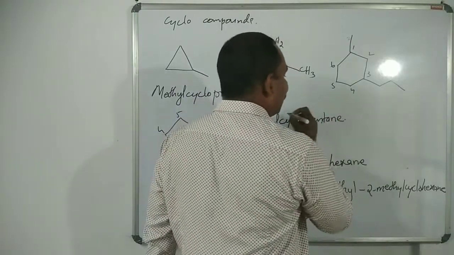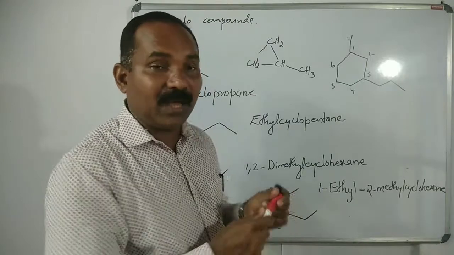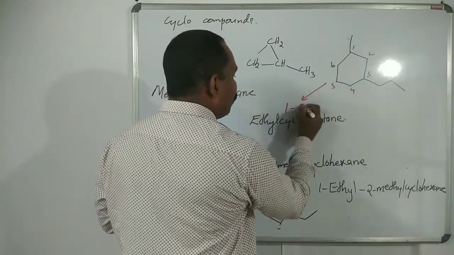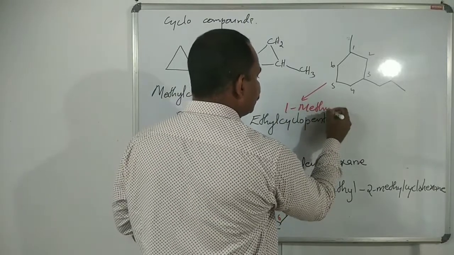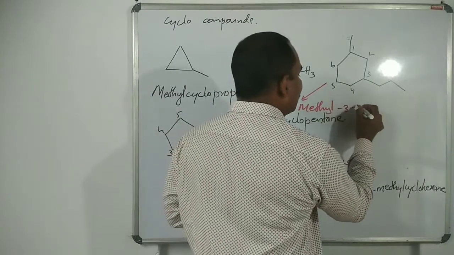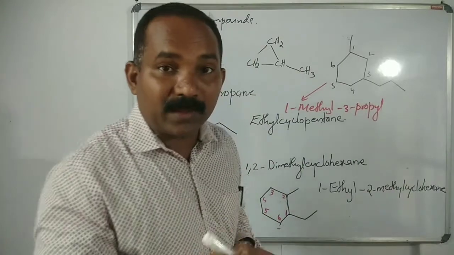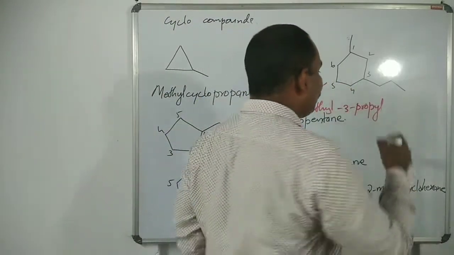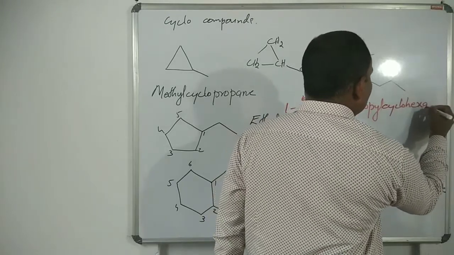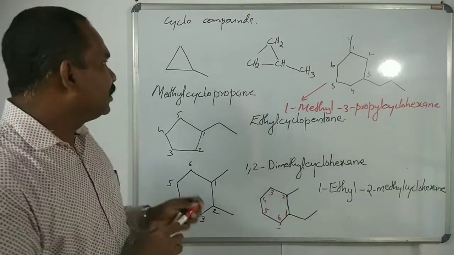Then we write in alphabetical order also. Substituents are written in alphabetical order. So the name of this molecule: 1 methyl, 3 propyl. In the third carbon atom, propyl group. 3 propyl cyclohexane. Are you clear? Yes.